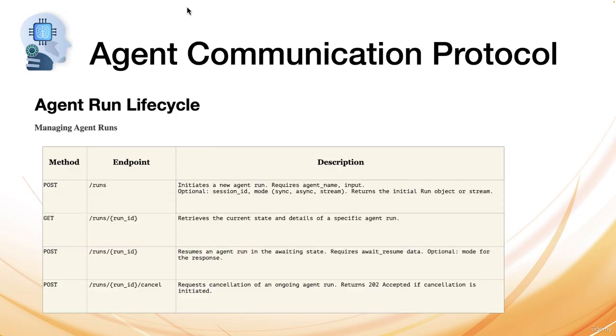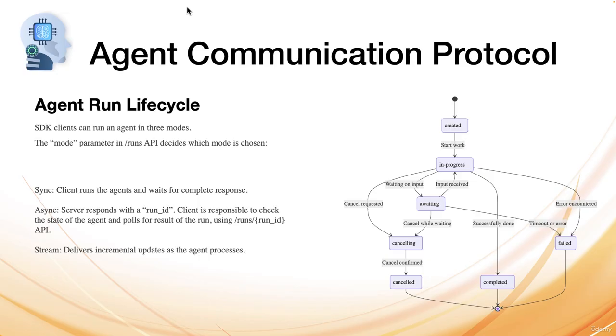If you do an agent run, immediately after calling the /runs, you get the run ID and the complete response. But if you do agent run await, you will get just a run ID, and then you have the get method of /runs/run ID to query the status of the agent. And then if you want to continue or resume execution, you make the call to the same endpoint /runs/run ID, but with HTTP post. And if you want to cancel the execution, you make an HTTP post call to /runs/run ID and then cancel.